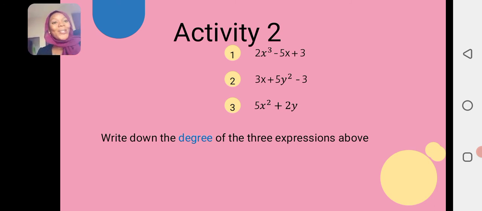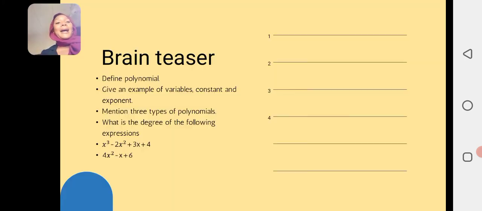Activity 2. You are going to use these 3 examples to write down the degree of these expressions above. You check, we have 3x squared minus 3x raised to power 3, minus 5x plus 3, 3x plus 5y squared minus 3, 5x squared plus 2y. You determine what the degree of these expressions are.